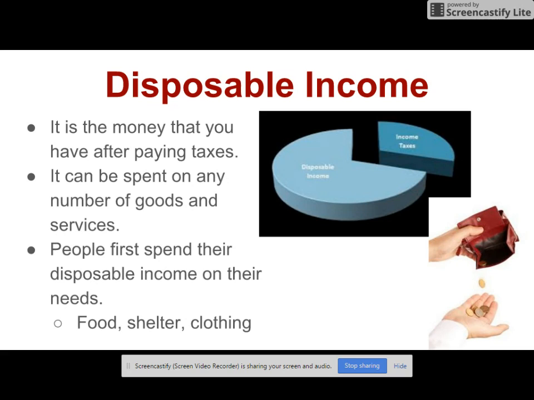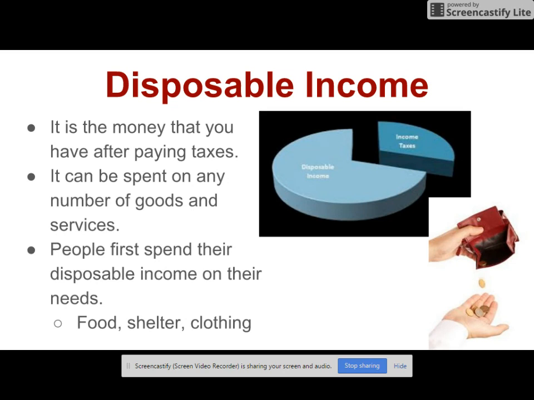This disposable income is mostly spent on goods and services. However, the very first thing that you have to spend your disposable income on are your needs. Before you get to your wants, you need your needs. That's food. And I'm not talking about that fancy dinner out with your friends to celebrate something. I'm talking about the basic staples that you need to survive. Noodles are it.